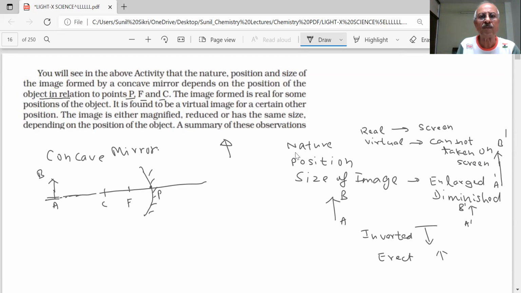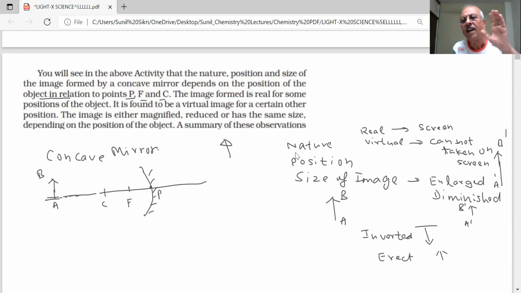All these observations can be made by performing an activity as shown in the NCERT book using a candle and the mirror, and you can use a paper screen. What you will find is that the image formed is real for some positions and virtual for others. The image is either magnified, reduced or has the same size depending upon the position of the object.